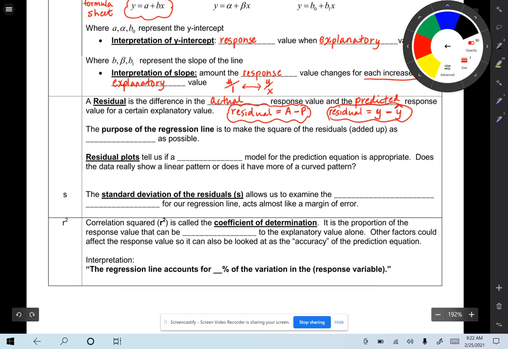The purpose of the regression line is to make the squares of the residuals added up as small as possible. And we do the squares because you're going to have some positive and negative values. You square them, you sum them up, and it's going to be close enough to 0 so that you have the best line, the line of best fit. The residual plots tell us if a linear model is appropriate for the prediction equation. Does the data really show a linear pattern, or does it have more of a curved pattern?